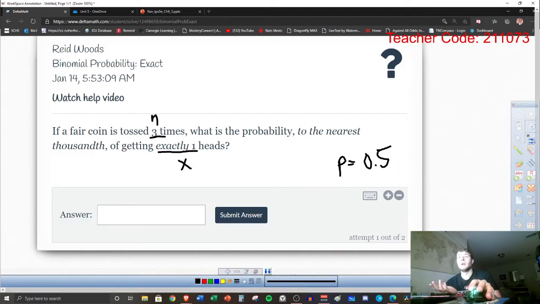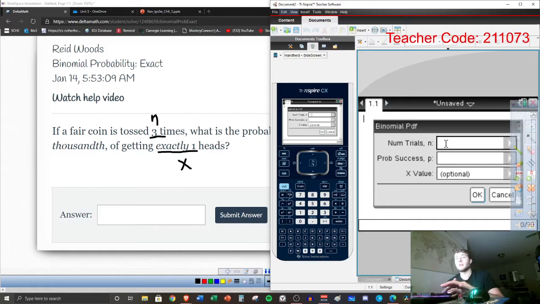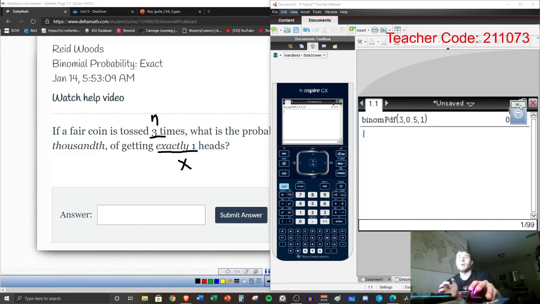We go back to our calculator. Number of trials, we said 3. Probability of success, that's 1/2, 0.5. How many successes do we want? 1. And we get our answer on the right side. It is 0.375. It wants the nearest thousandth.